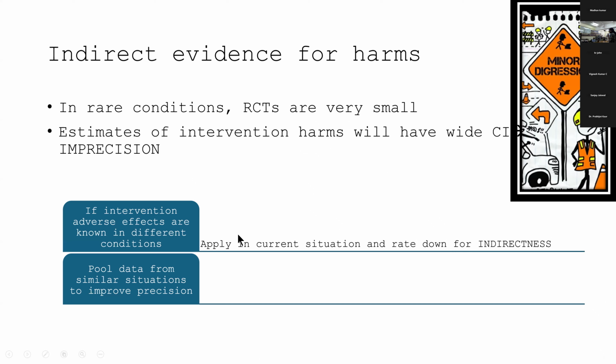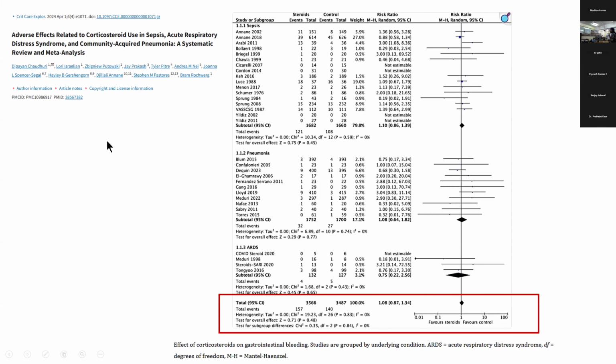So here I just want to briefly talk about interventions. If you already know the adverse effects in different conditions, like for example the previous study, you can extrapolate the data for your study and write down for indirectness. Another method of doing it is you pool data from similar situations to improve the overall precision. For example, look at this study. They wanted to study adverse effects related to steroids, but individually, each of the studies will be quite imprecise.